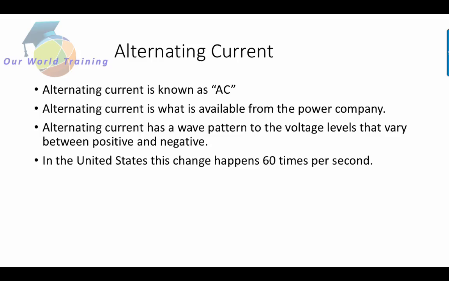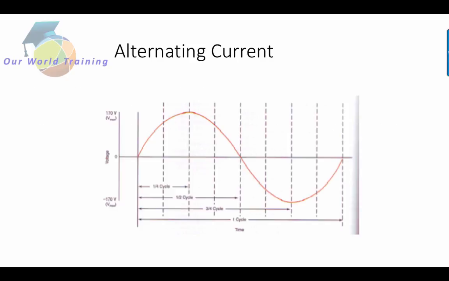Alternating current is known as AC. Alternating current is what's available from your power company. It has a wave pattern to the voltage levels that vary between a positive or negative. In the United States, this change from positive to negative back to positive happens about 60 times a second. That's called hertz. So we have our wave pattern here. This is an alternating current. It's called a sine wave.